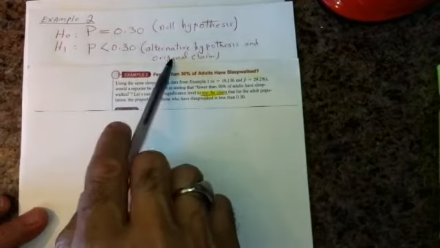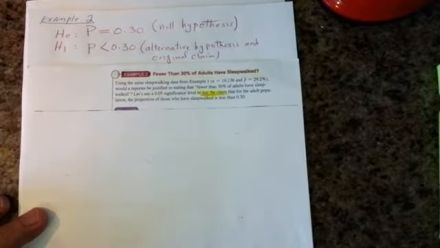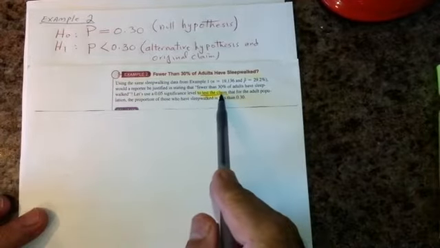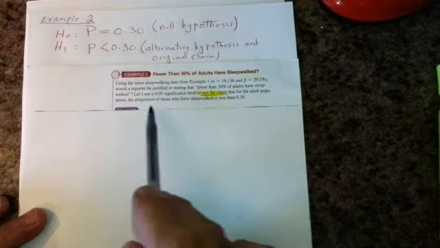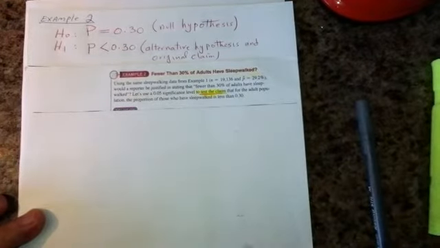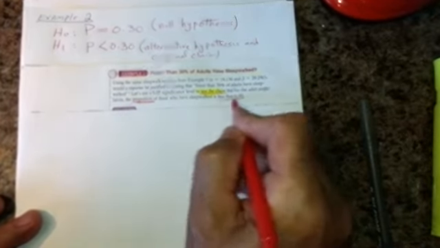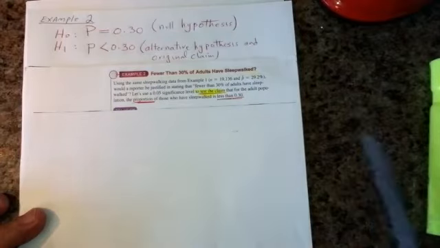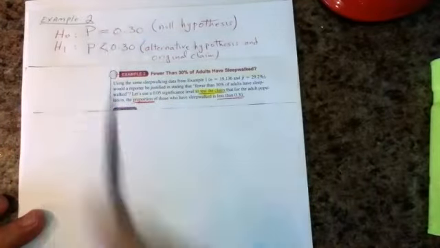What is the opposite of the original claim? Equal. So this is how to determine your H0 and H1. H1 is determined through the claim. The claim is that the proportion is less than 0.3. That's your claim, and the opposite is equal.